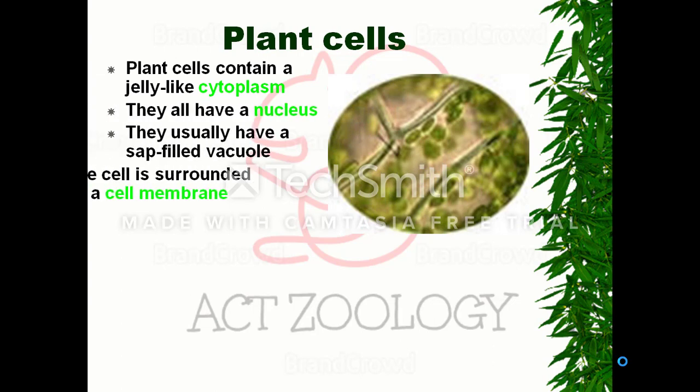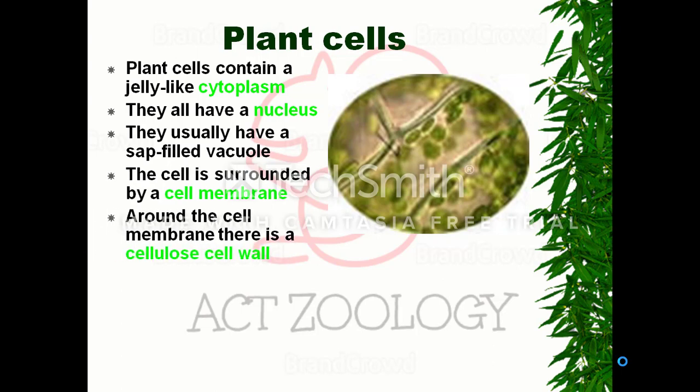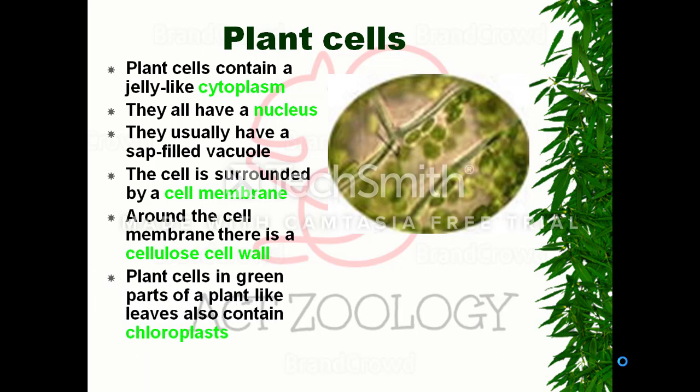They all have a nucleus. They usually have a sap-filled vacuole. The cell is surrounded by a cell membrane. Around the cell membrane, there is a cellulose cell wall. The plant cells in the green parts of the plant, like leaves, also contain chloroplasts.